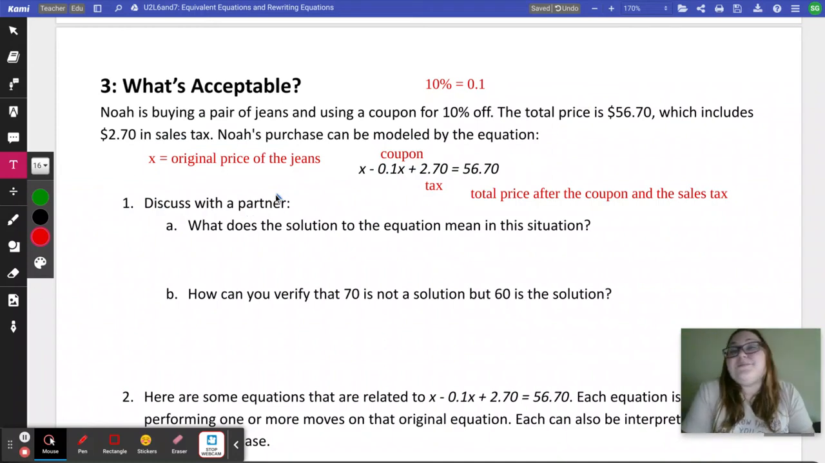I will be your partner that you're discussing with. This first part here says, what does the solution to the equation mean in this situation? And then that second question we're thinking through is, how can you verify that 70 is not a solution, but 60 is the solution? Go ahead, take a moment, pause the video, think through those questions, give yourself a chance to think through them before you come back in and we can discuss together.